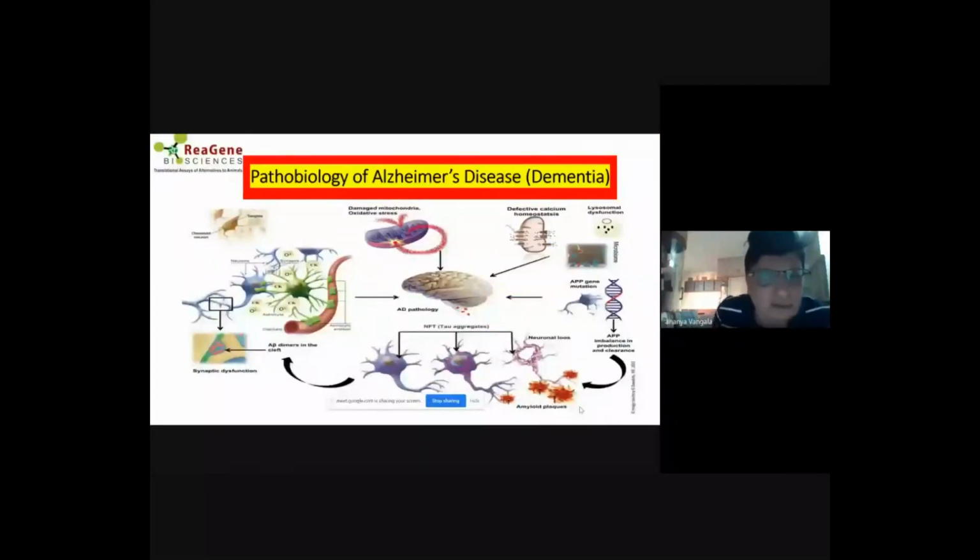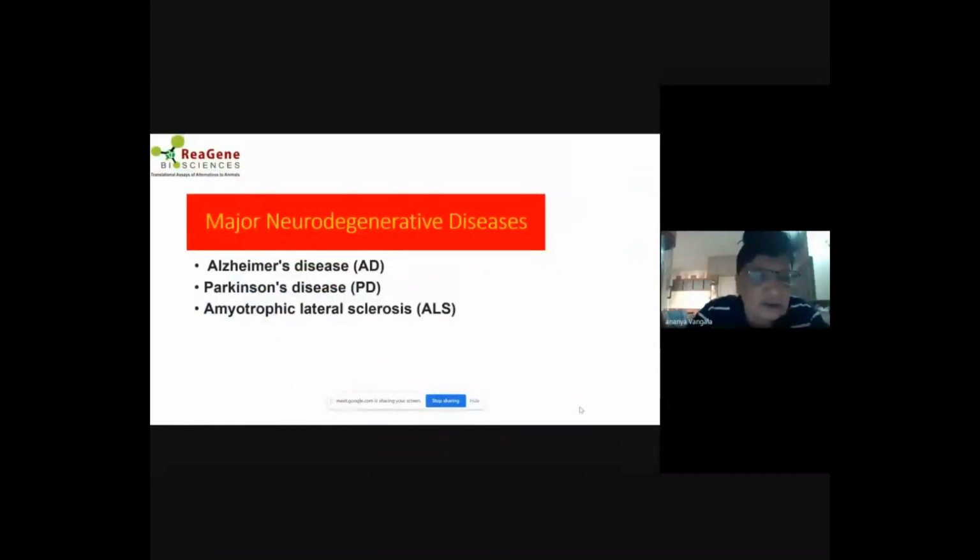I'll go back to this slide again. That's what is being shown here right now: the pathobiology of Alzheimer's disease. Alzheimer's disease is also called dementia. Next slide, please.